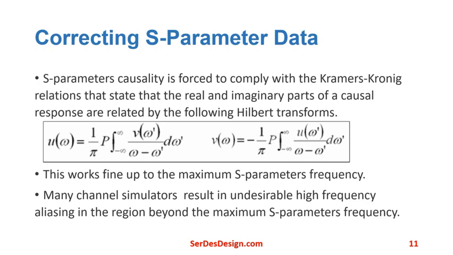Correcting S-parameter data. Causality can be forced onto S-parameters by forcing compliance with the Kramers-Kronig relations, which state that the real and imaginary parts of a causal response are related by the following Hilbert transforms, where U and V are the real and imaginary parts of the spectrum and P is the Cauchy principal value. This works fine up to the maximum S-parameter frequency, but what does a channel simulator do to resolve the signaling frequency content at higher frequencies? Unfortunately, many channel simulators result in undesirable high-frequency aliasing in the region beyond the maximum S-parameter frequency.